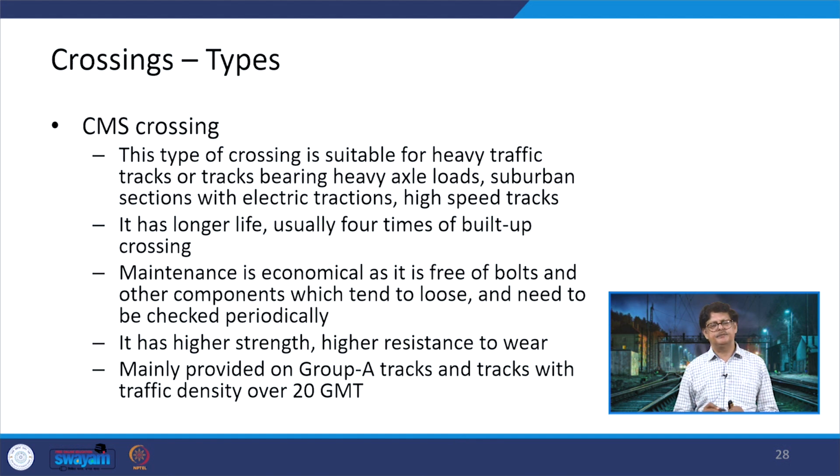The other one is a CMS crossing. This is a crossing which has been developed looking at the loads which are coming on the Indian railways. So, this type of crossing is suitable for heavy traffic tracks or tracks which are bearing heavy axle loads, or the suburban rail sections with electric tractions or high speed tracks. So, wherever in terms of speed, in terms of load, or in terms of the repetitive nature of similar loads which happens usually in the suburban rail sections, in those particular cases, it is better to go for CMS crossing.